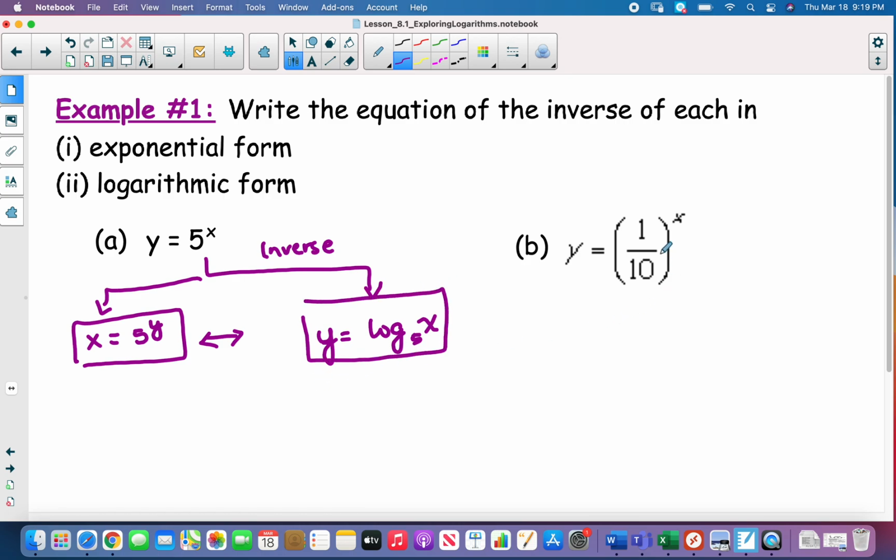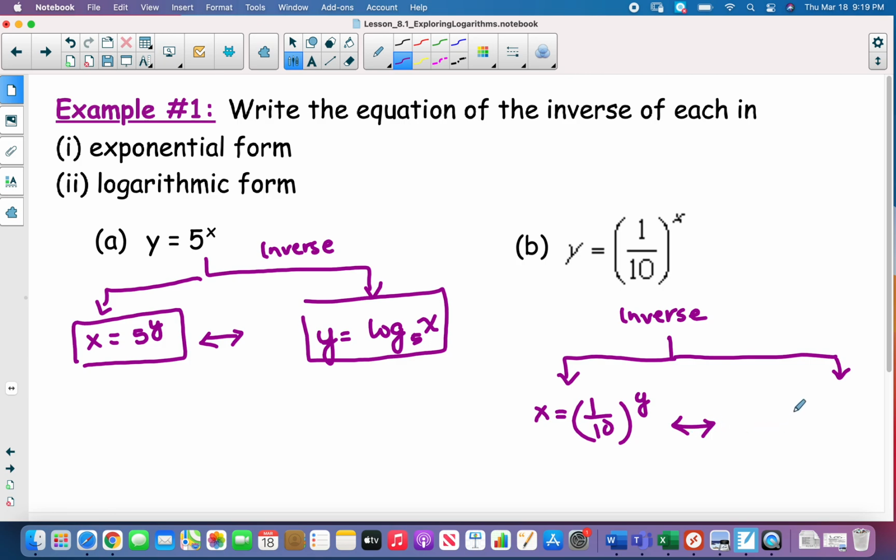Similarly, if you wanted to find the inverse of y equals 1 over 10 to the power of x, you have two ways of writing the inverse of this function. One is by just switching the x and the y: x is equal to 1 over 10 to the power of y. Or another equivalent way using logarithms is to say that y is equal to log of x to the base 1 over 10. Okay, so these two are the same expressions in different formats.